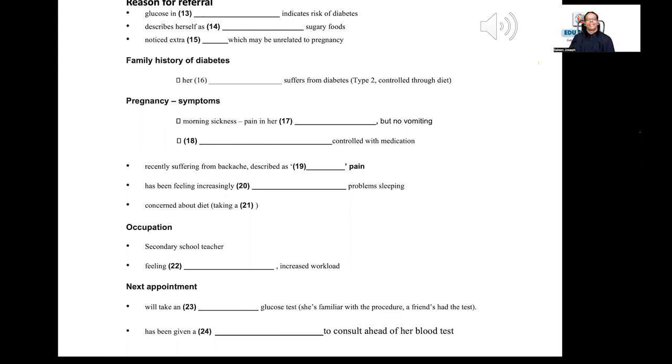Describes herself. Again, I said describing something is comparing something. Describes herself as what, something for sugary fruits. Either she hates or she likes or craves, right? Sugary fruits. When you have diabetes, either you crave for it or you hate sugary foods. Let's see what it is. One of those should be the answer. That's a prediction. Notice the extra dash, which may be unrelated to pregnancy. Extra means notice something extra in the body. Normally, what is extra?